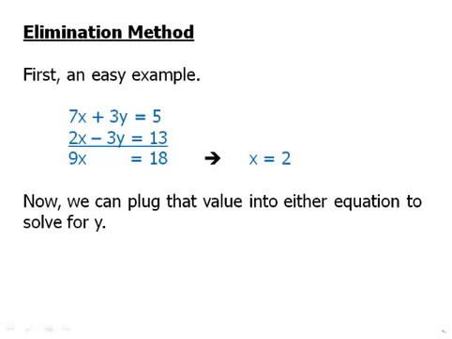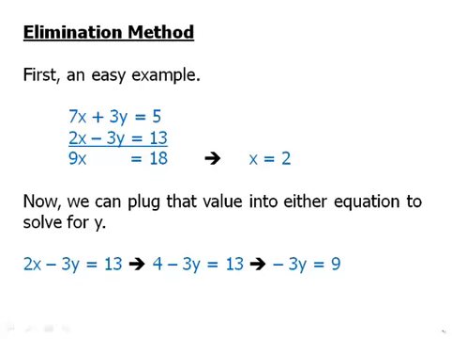Now we can plug that value into either equation and solve for y. Let's plug it into the second equation, which looks a little friendlier. Plug in x equals 2, so we get 4 minus 3y equals 13. Subtract 4, divide by negative 3, and we get y equals negative 3. And so x equals positive 2, y equals negative 3 is the solution to that system.